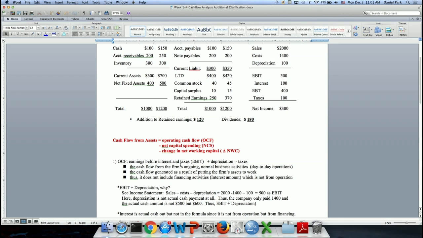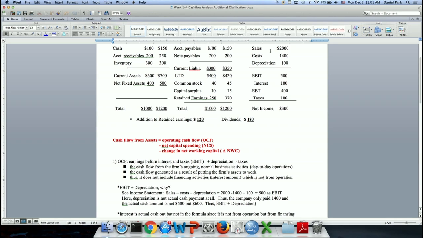This is EBIT plus depreciation minus tax. So this OCF is the cash flow from the company's normal business activities, or day-to-day operation basis. And look at the formula. We have EBIT plus depreciation.